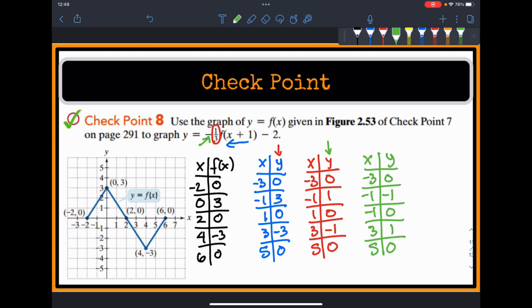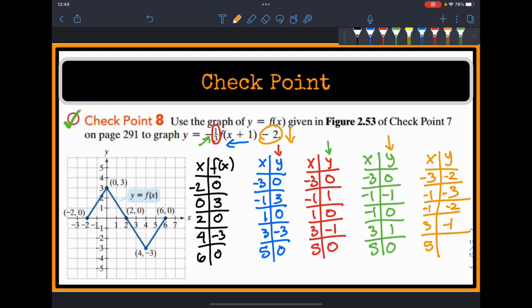And then finally, the last transformation is the -2, which is a vertical translation. It's going to slide the graph vertically 2 units downward. That's going to affect the vertical coordinates, which are your y coordinates, and it's going to decrease those coordinates by 2. So subtracting 2 from all of the y coordinates, we end up with -2, -3, -2 again, -1, and -2 again. So let's plot these points from here.